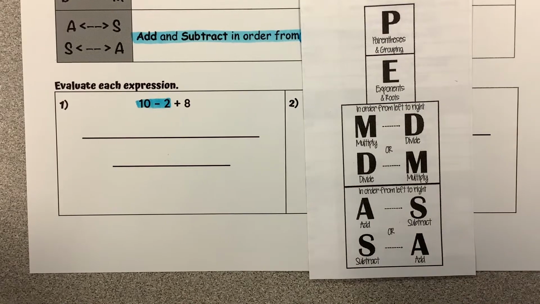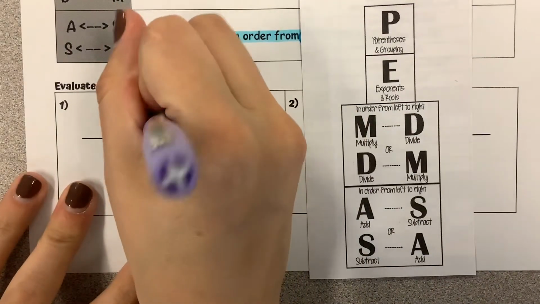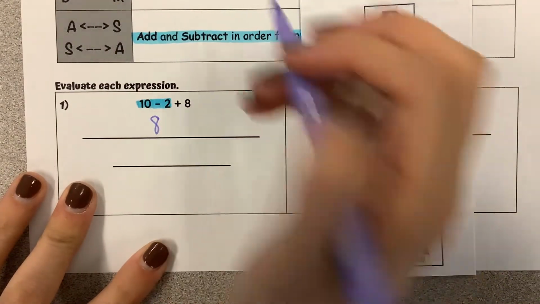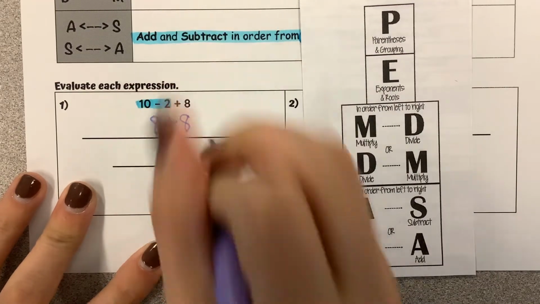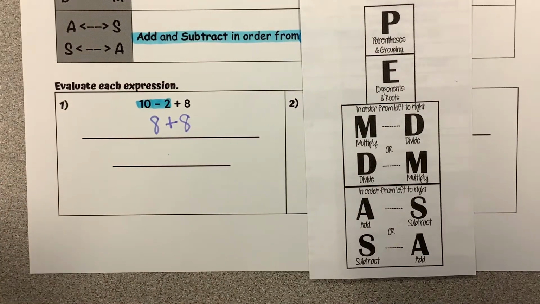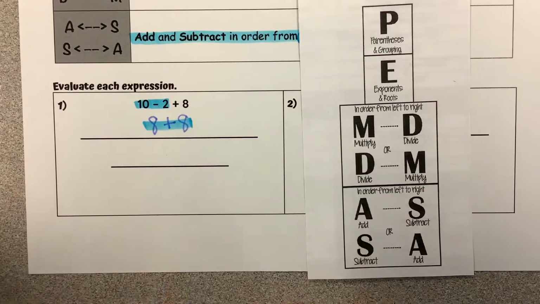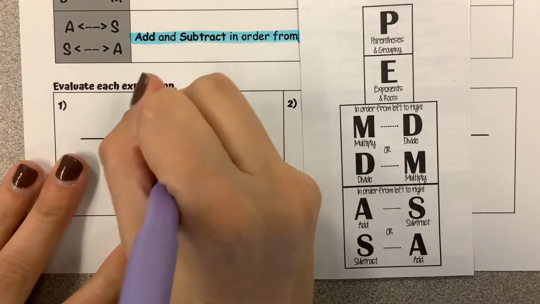So 10 minus 2 is 8. Then I bring everything else down. Bring down my plus, bring down my 8. Now, the only thing that's left is addition. So I'm going to add 8 plus 8, which is 16.